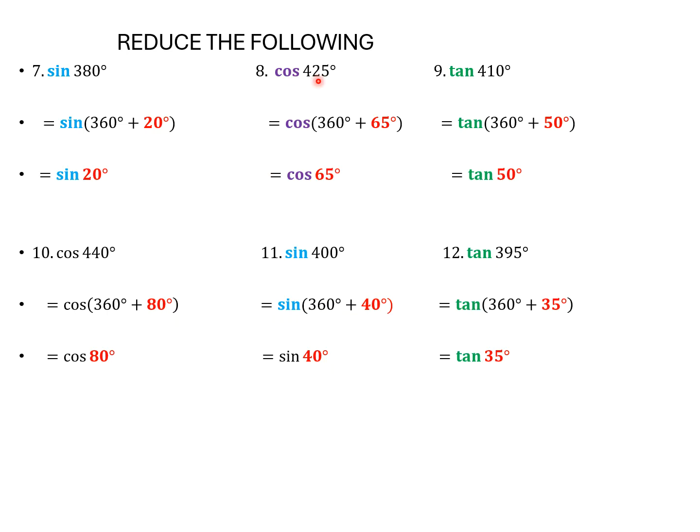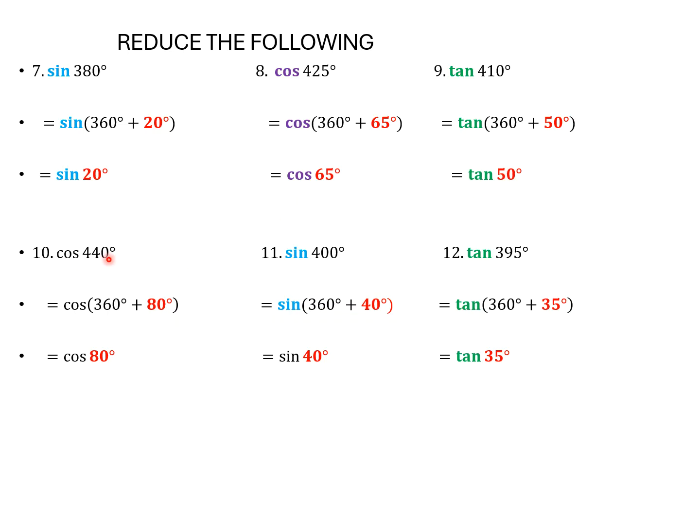Cos 425 is the same as saying cos 360 plus 65. So plus 65, that falls in the first quadrant. So in the first quadrant, cos is positive, so it becomes cos 65. Tan 410, 360 plus 50. 360 plus acute angle falls in the first quadrant. Tan is positive, so it becomes tan 50.